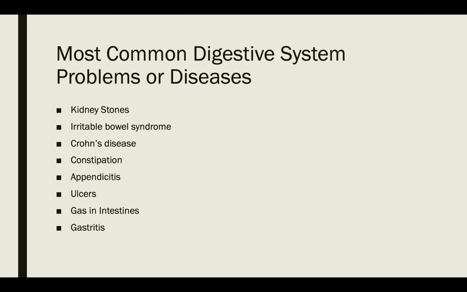Doctors aren't sure what causes the disease, but it is thought that genetics and family history play a part in this. Symptoms of Crohn's disease include abdominal pain, diarrhea, rectal bleeding, weight loss, and fever.